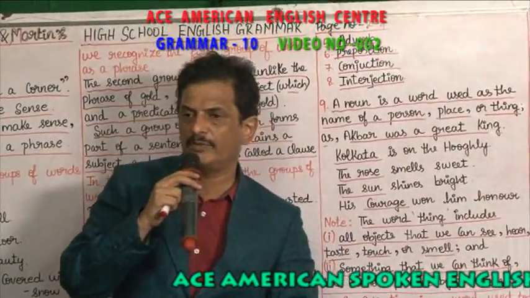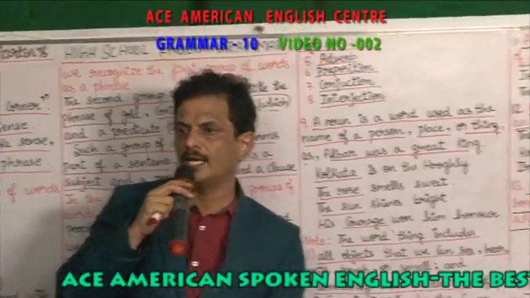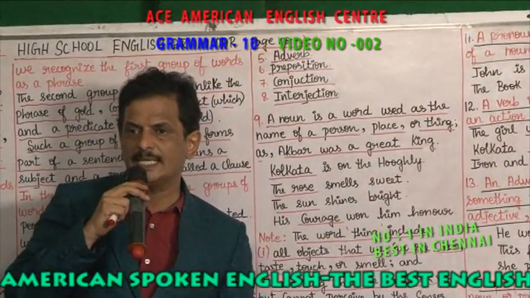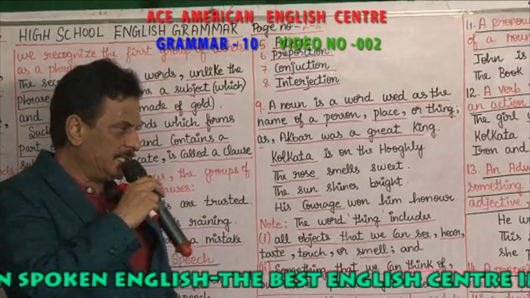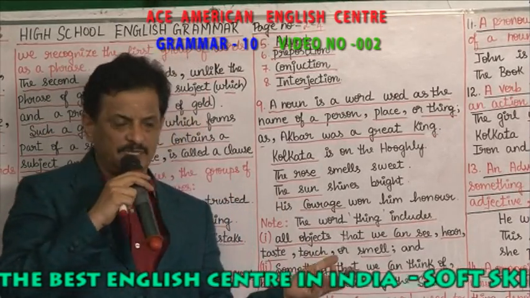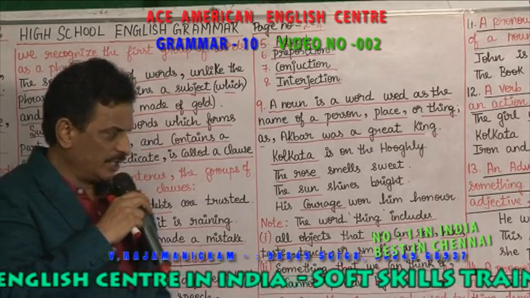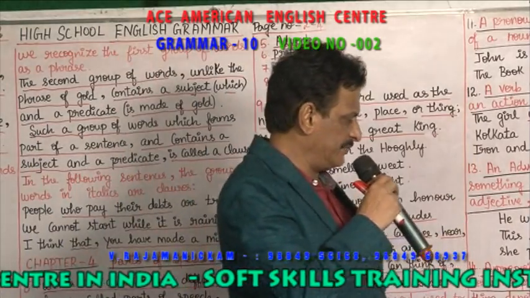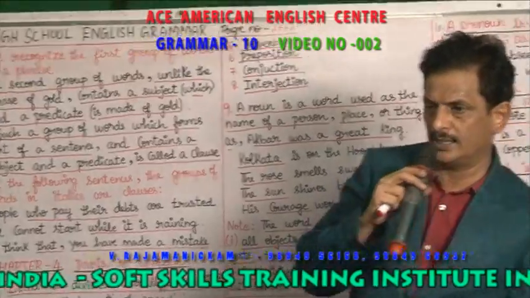Noun, you have seen, is the name of a person, place or a thing. The thing includes whatever we can see, feel, touch here, and also something which we cannot perceive through our senses. Then we have seen what is a noun, what is a verb, what is an adjective and what is a preposition. Have you got it, sir?